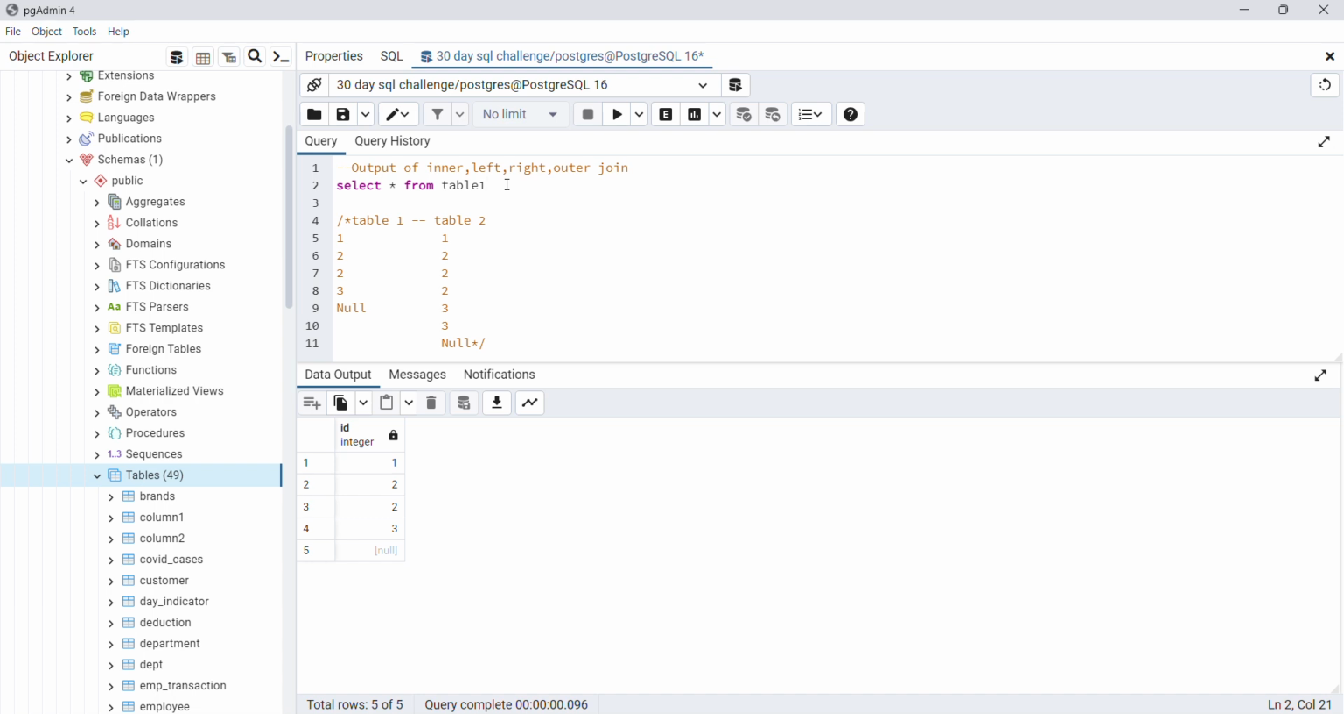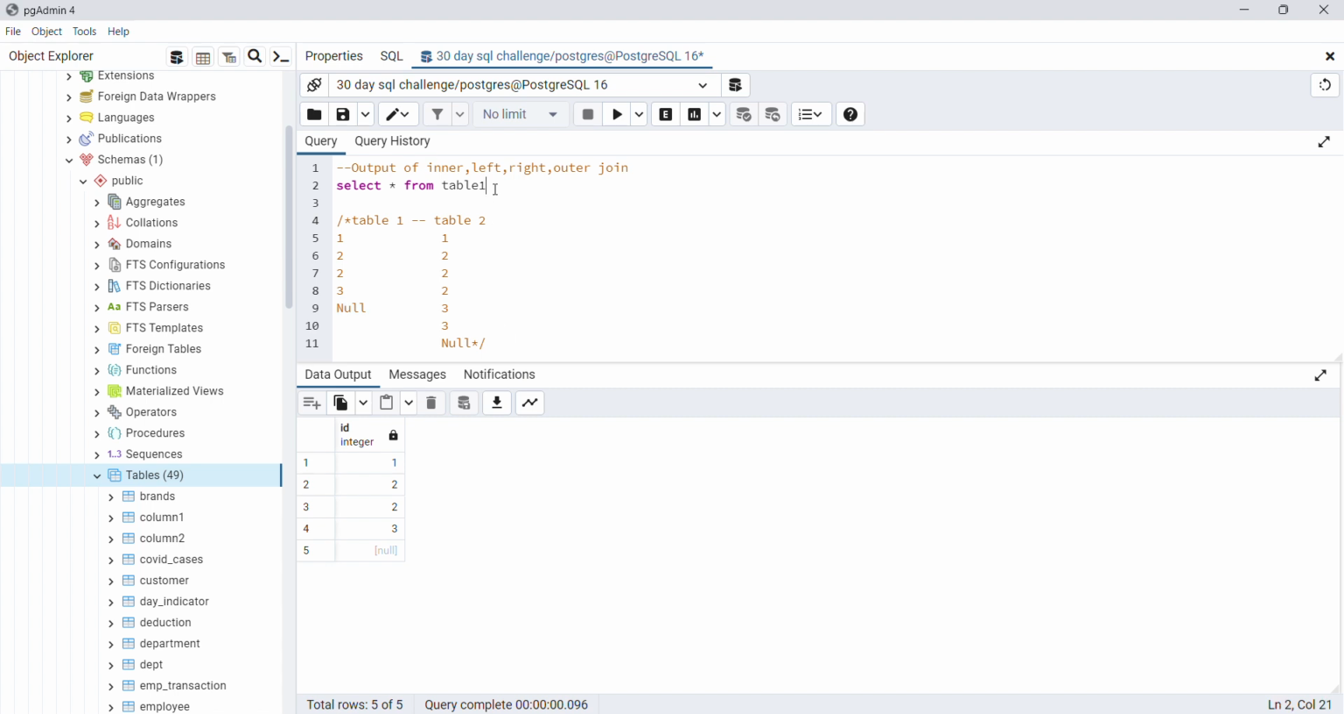Today we'll be solving one more SQL interview question, and actually the question is quite straightforward: we have to predict the output in inner, right and outer join. This question is quite simple when there are only values, but as you can see in table 1 and table 2 there are null values. So we'll see how the joins behave when there are null conditions in both the tables.